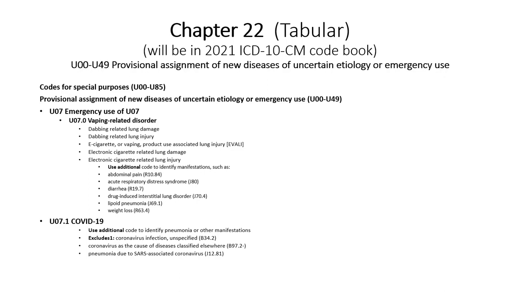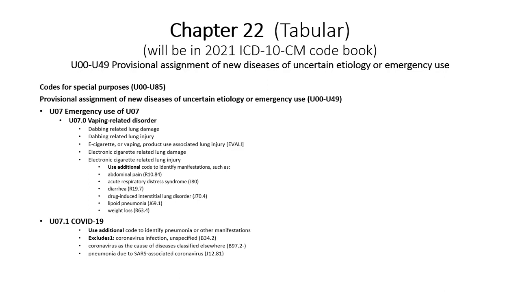The chapter 22, which is found, if you look in your 2020 code book, the last chapter in the code book is chapter 21. So you know this is a new chapter in the 2021 code book, and it has this listing of codes for special purpose. What I want you to see is not just COVID-19. There was also a code created for vaping-related disorders.